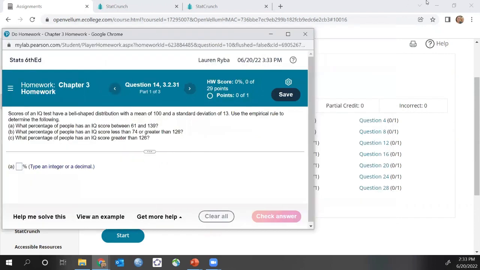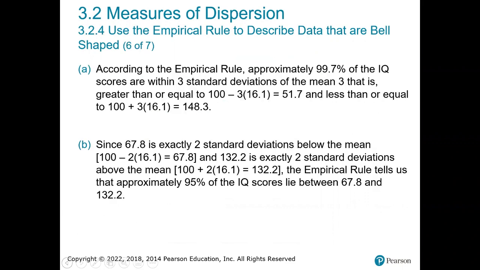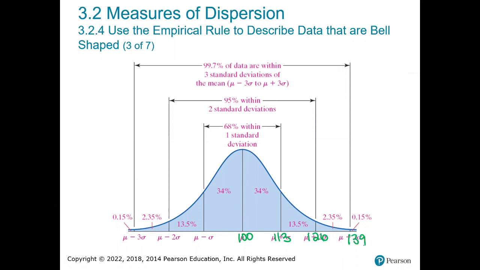I'm going to go back and use my basic graph here. This is where you're always going to start from. You start with your mean in the middle. It says my mean is 100, and my standard deviation is 13. So I'm going to add 13, 113. I add 13 again, so 126. Add 13 again, 139. Going back, I'm going to subtract 13, that gets me 87. Subtract 13 again, gets me 74. Subtract 13 a third time gives me 61.